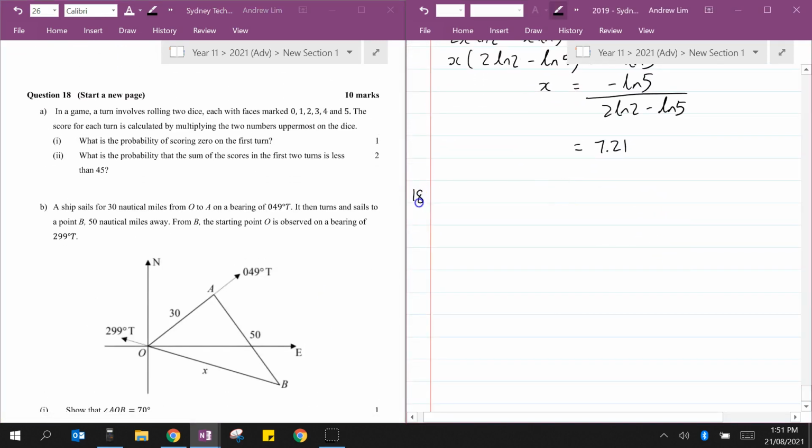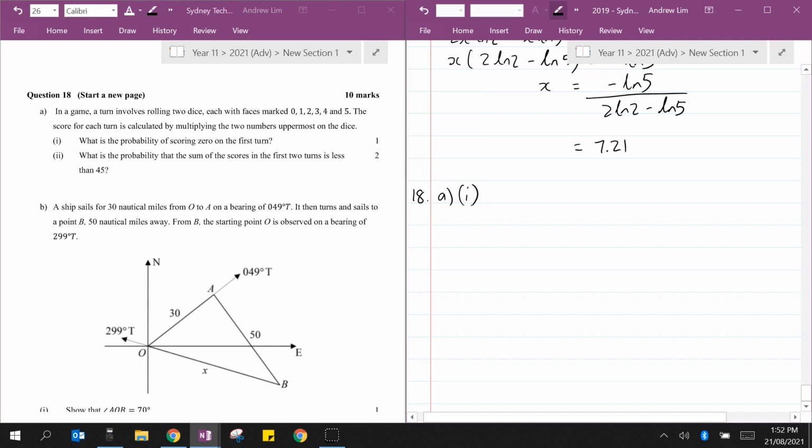A part 1. In a game, a turn involves rolling 2 dice, each with faces marked 0 to 5. The score for each turn is calculated by multiplying the two numbers uppermost on the two dice. What is the probability of scoring 0 on the first turn?